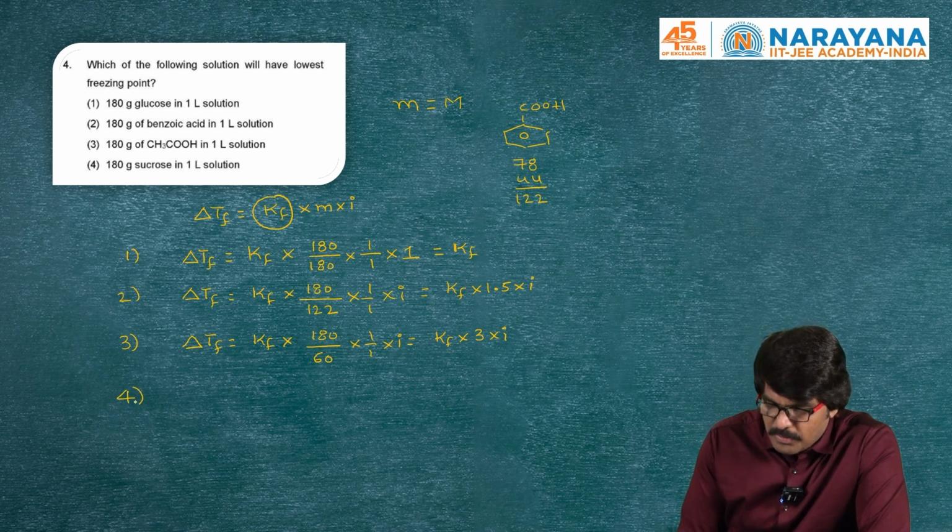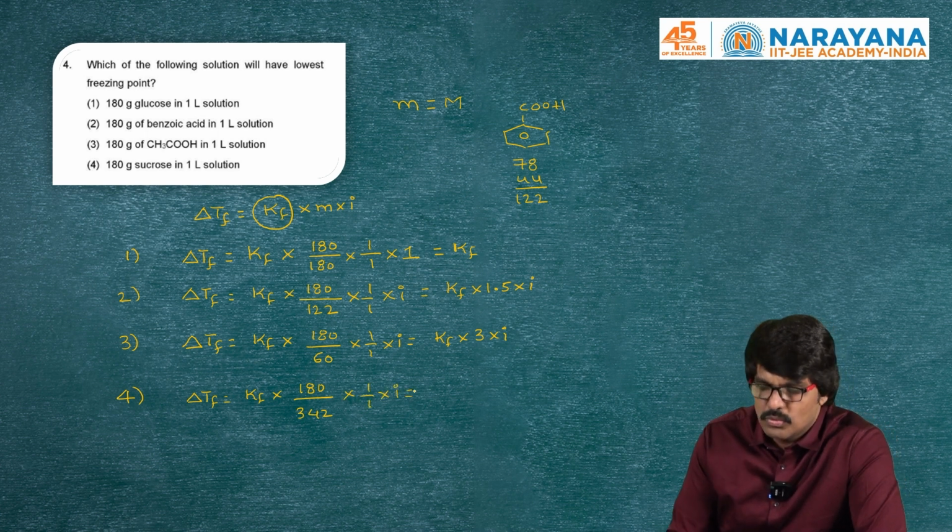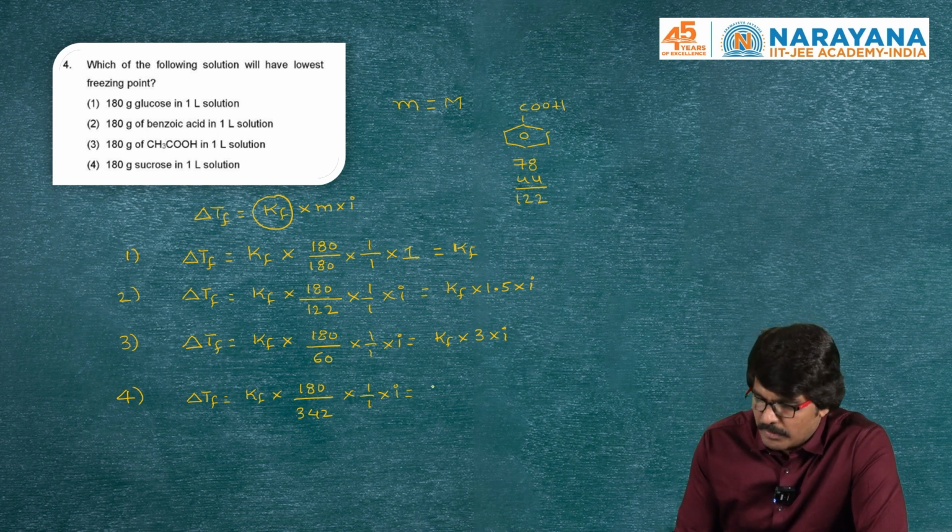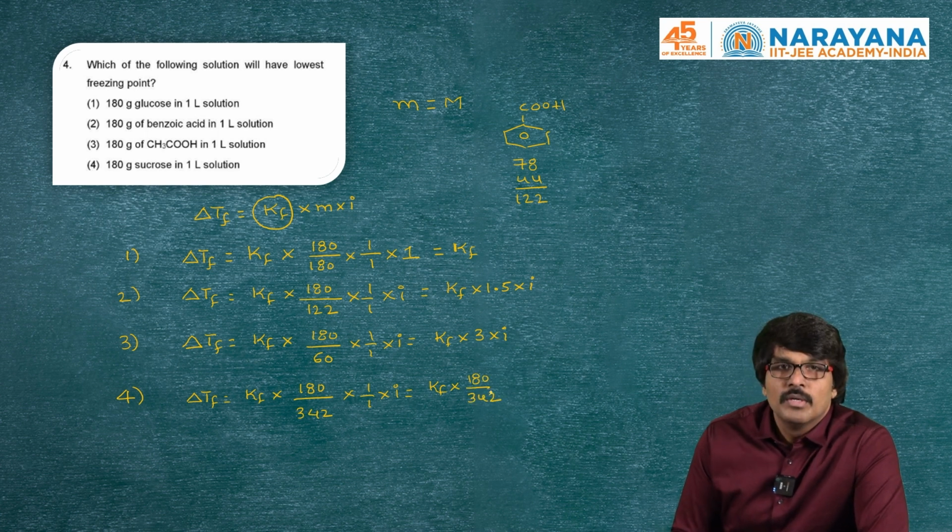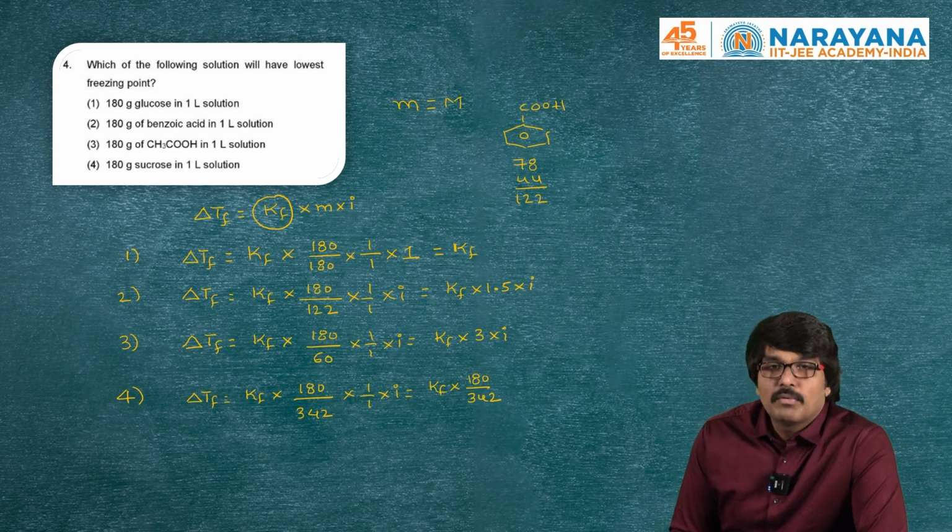And the fourth option says 180 grams of sucrose. Delta TF is equal to Kf into weight by gram molecular weight into 1 by 1 into I. But here also sucrose Van 't Hoff factor is 1. So it will be something like Kf into 180 by 342. So the depression in freezing point we are finding.